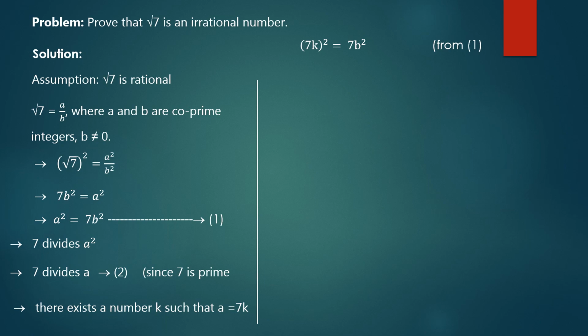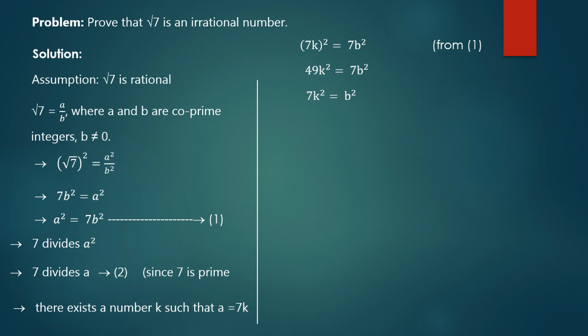Now from equation 1, we have a square is equal to 7b square. In this, substitute the value of a, that is 7k. So 7k whole square is equal to 7b square. On simplification, 49k square is equal to 7b square. You can cancel 7 on both sides. We'll get 7k square is equal to b square.